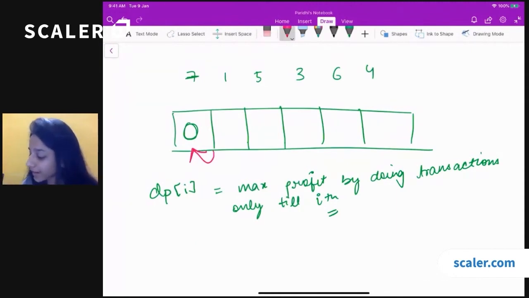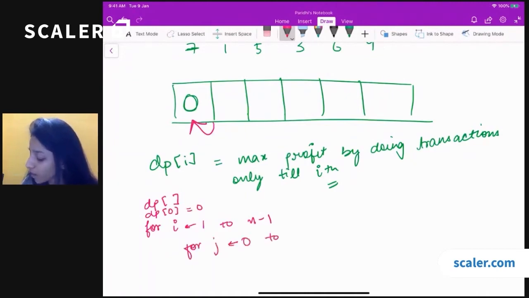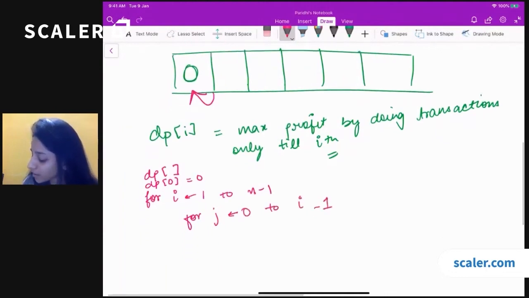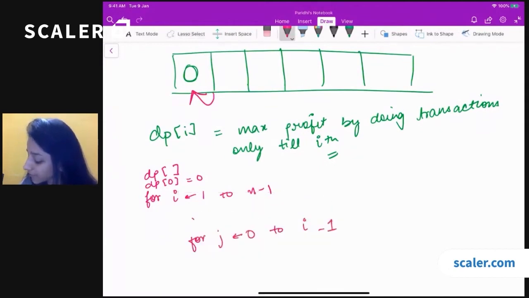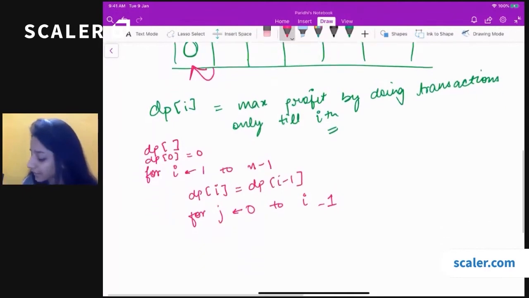So the idea is that for I which goes from 1 to n minus 1, and let's say this is our DP array, and DP0 will be initialized to 0. Now for J which goes from 0 to I minus 1, what we'll be doing? We also have to take the case when we are not considering the element, so whatever is the answer at DP of I minus 1, we will have that.